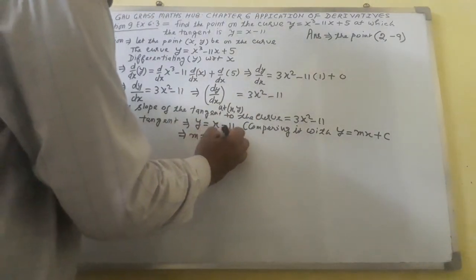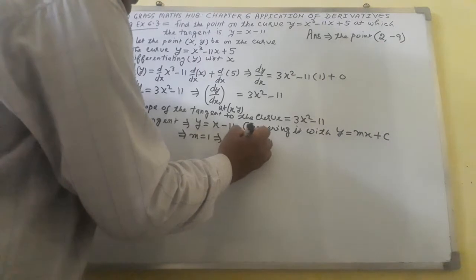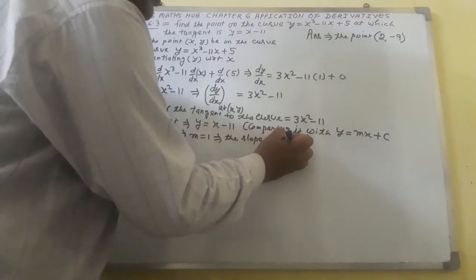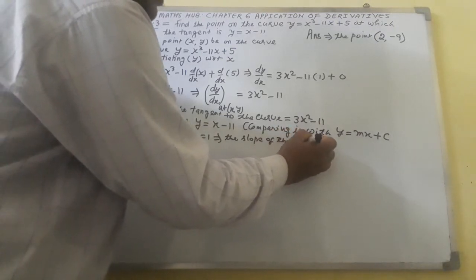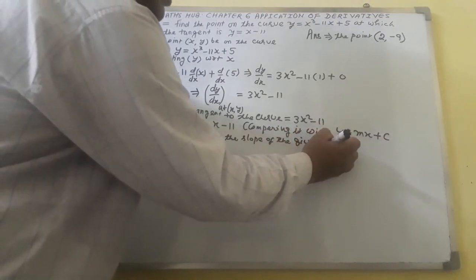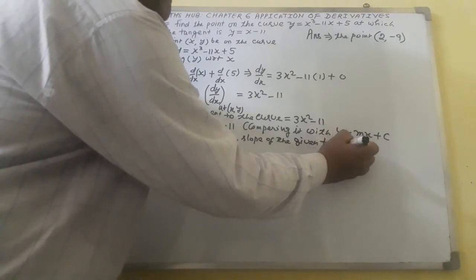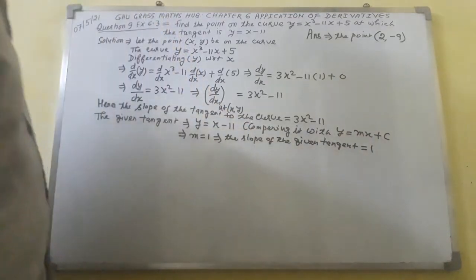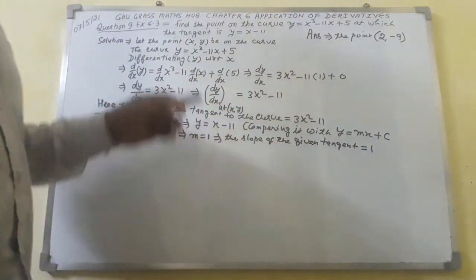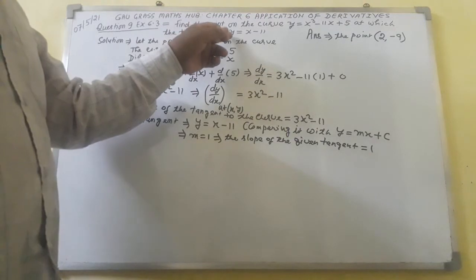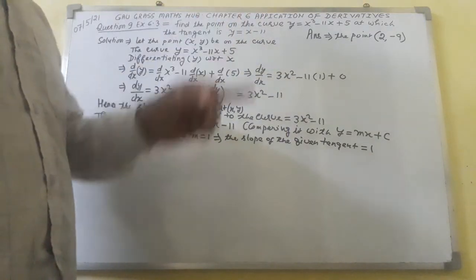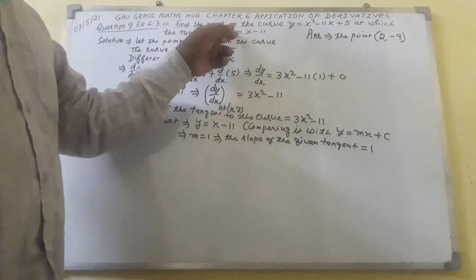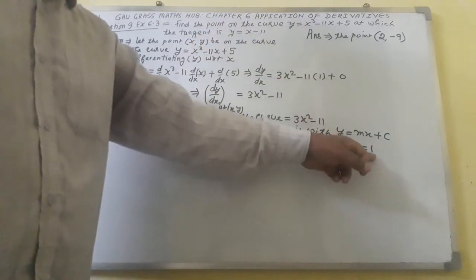The slope of the given tangent equal to 1. This is the given tangent y equal to x minus 11. The slope of the given tangent y equal to x minus 11 will be 1.